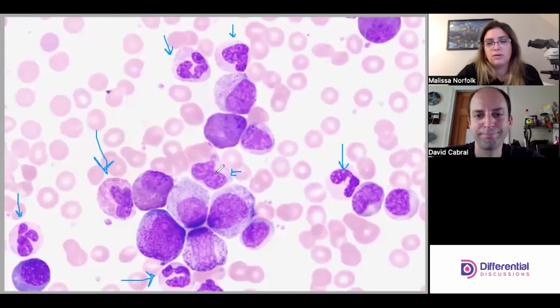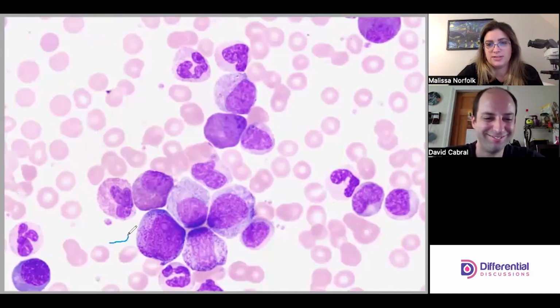Yeah, same. Okay, now that we've got those out of the way, why don't we hit this guy because he's fairly easy too. I like the easy ones. Easy, easy, easy. So this one's a classic promyelocyte. It's a beautiful promyelocyte. Gorgeous.